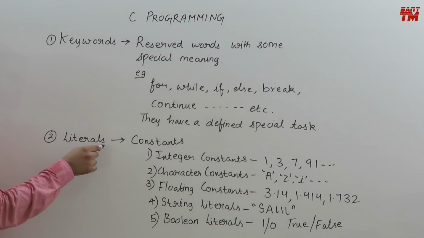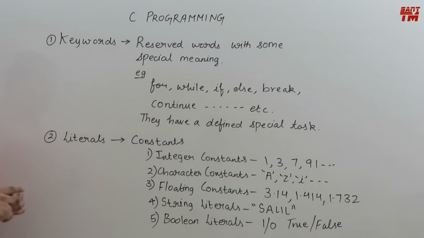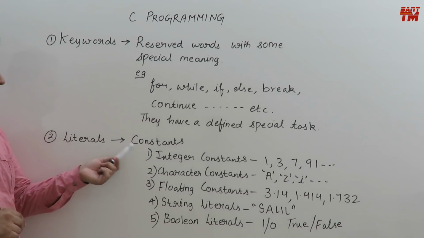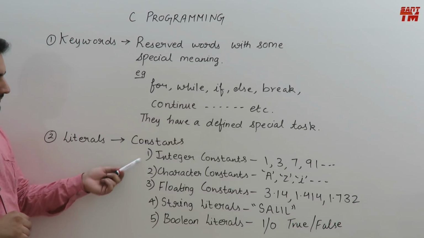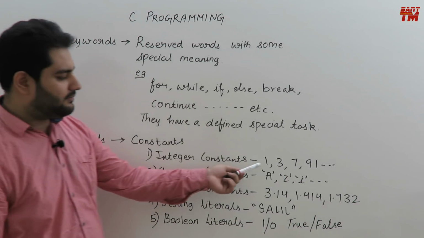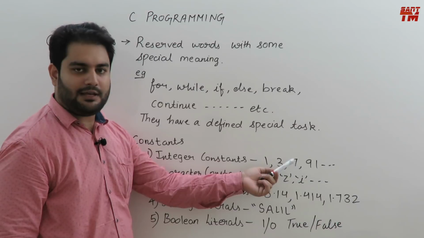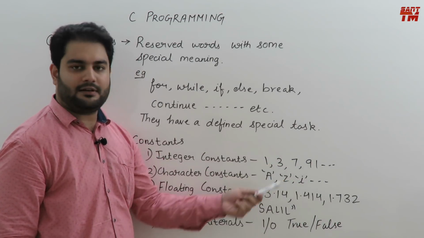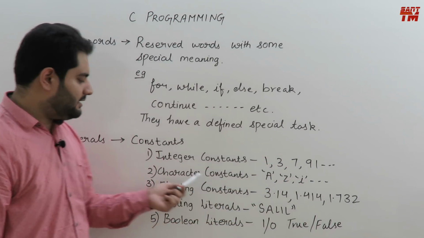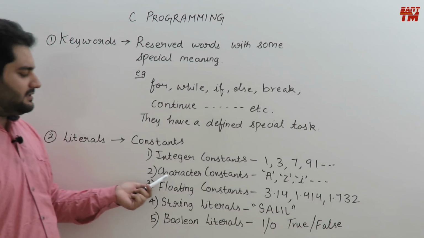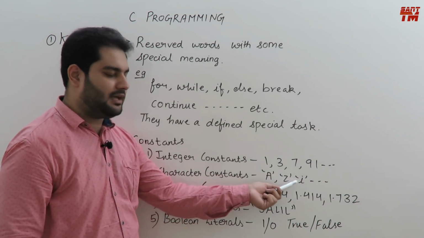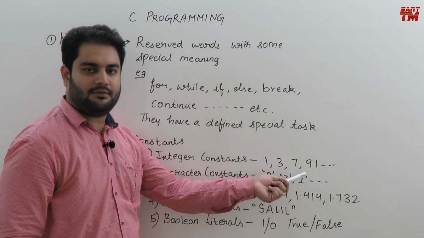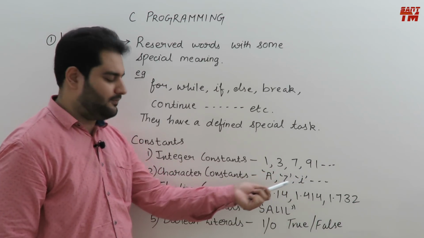Then the second type of tokens is literals. Literals simply means constants. There are 5 types of literals. Integer constants like 1, 3, 7, 91. Their value will always remain constant. 91 will remain 91. It cannot change. So it is an integer literal. Then come the character constants or character literals like A, Z, I. They all have some constant value. They are represented by their value.